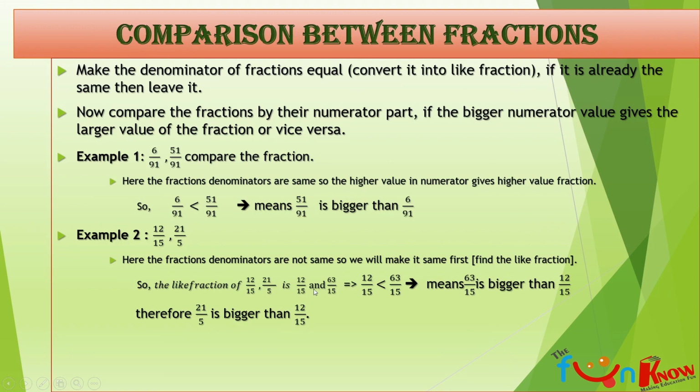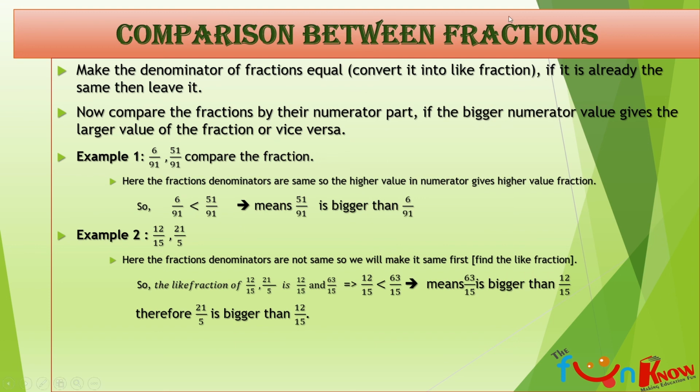In 63 by 15 and 12 by 15, the denominators are the same. In the numerator this is 12, this is 63, so obviously 63 is greater. That means 63 by 15 is a bigger value than 12 by 15.